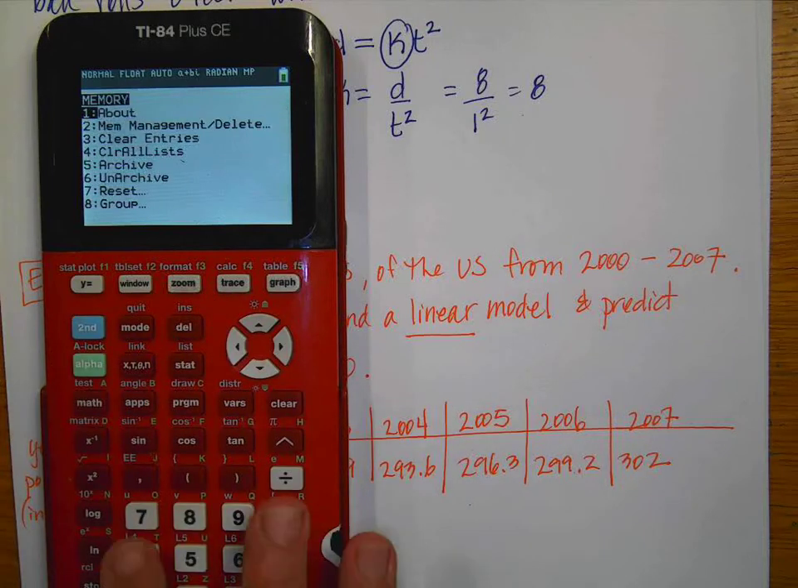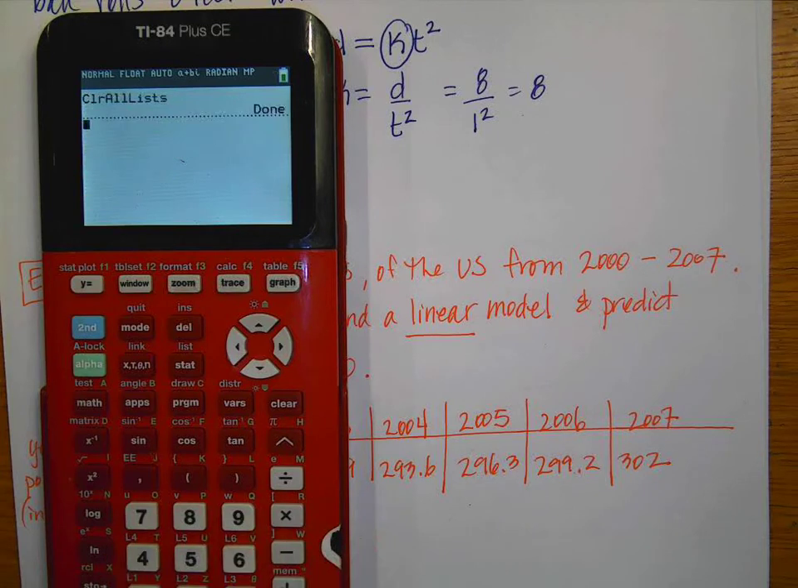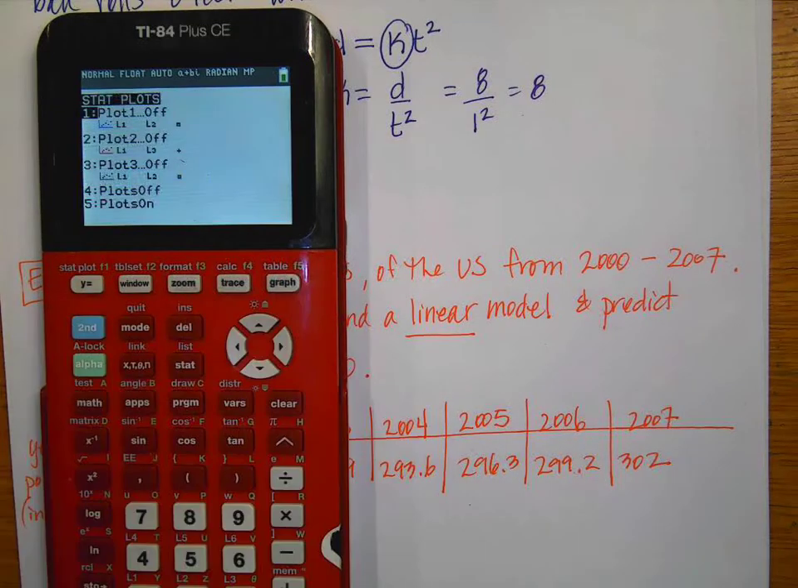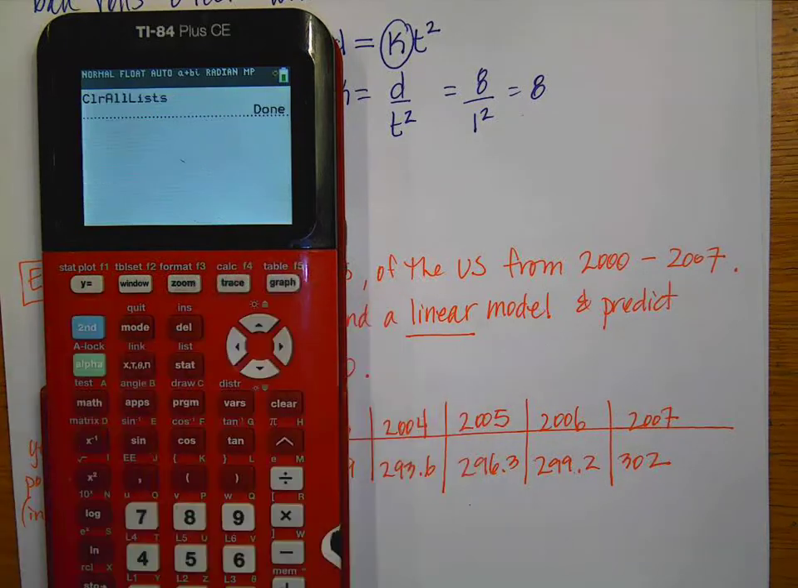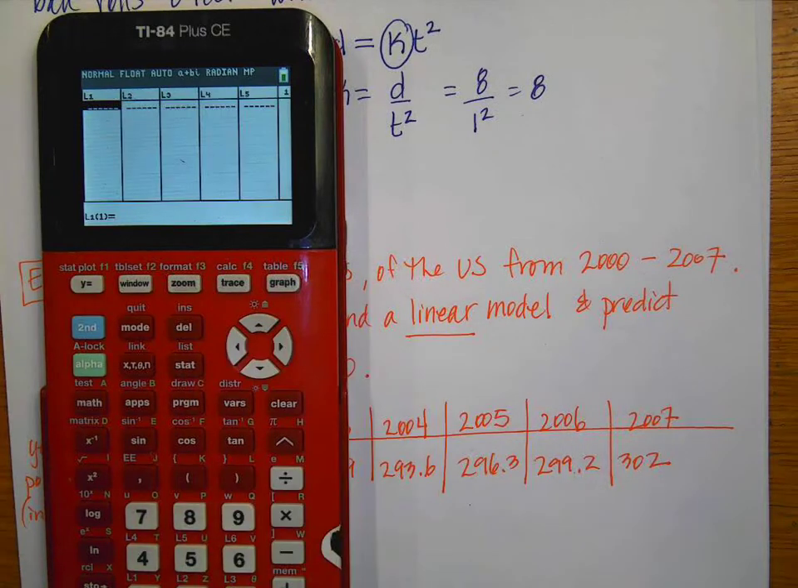The first thing that I'm going to do is second memory, and I'm going to clear my list 4, and then enter. Then I'm going to turn my stat plots on. I'm going to turn on the first one. And then I'm going to do stat edit, and I'm going to enter my data.